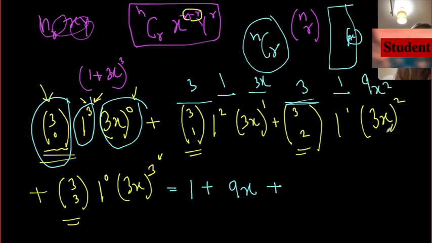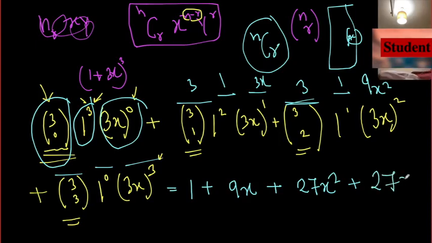So this will become 27x square. How much is 3C3? It's 1. This is 1, this is 1, and this is your 27x cube. So everything is 1, so this will become 27x cube. So this is your final answer.